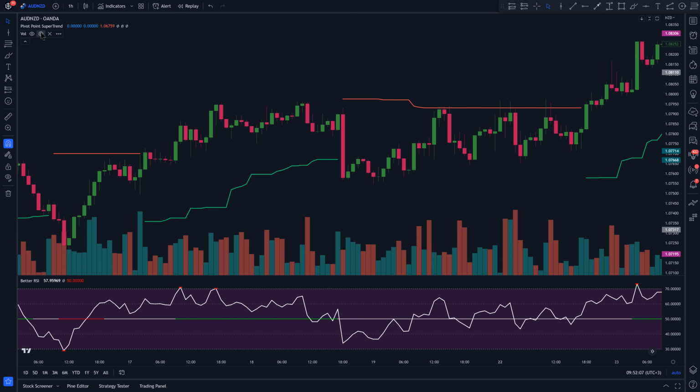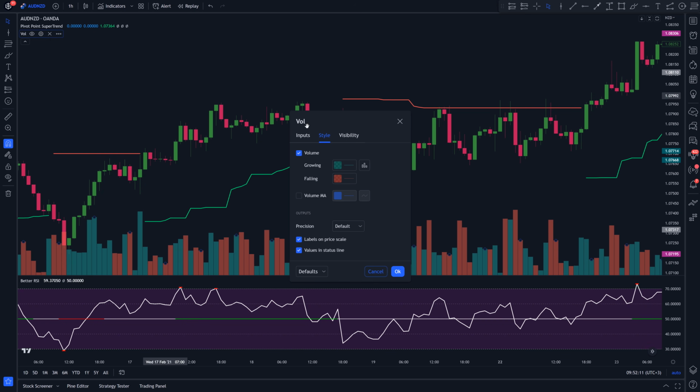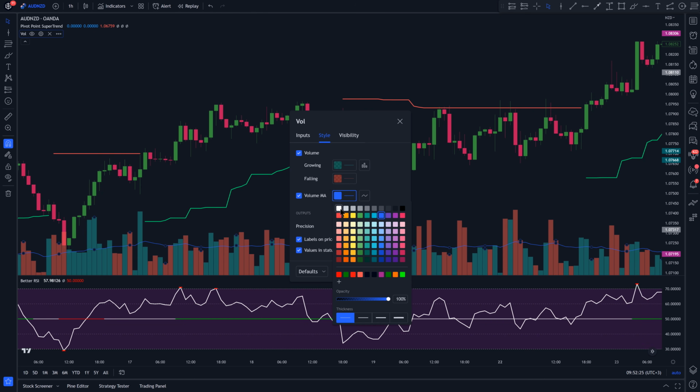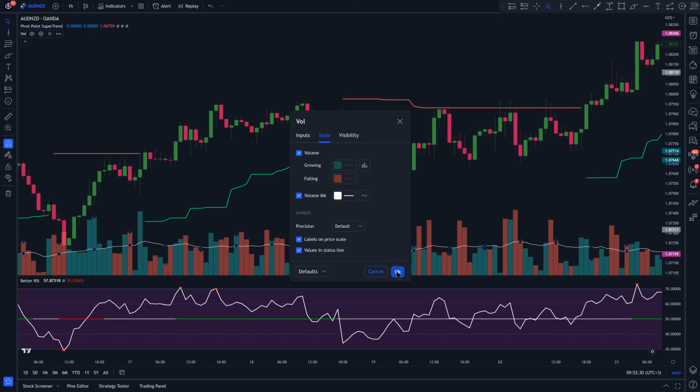Click here to access the volume settings. On the Style tab, click here to activate the volume AMA, and then click here to change its color to white, and then click OK.